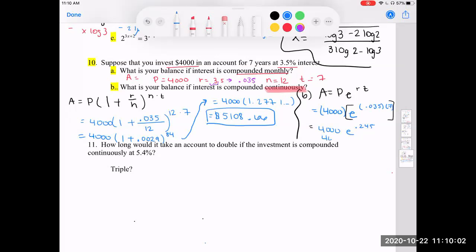So I have 4,000 times 1.277. So times 4,000. Our answer is 5110.485253. But we're dealing with money, so we want to round. 5,110 and 49 cents.